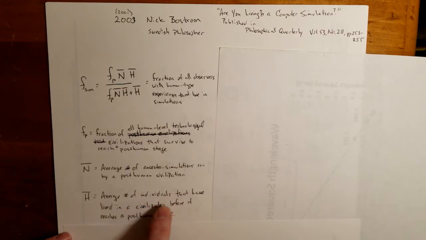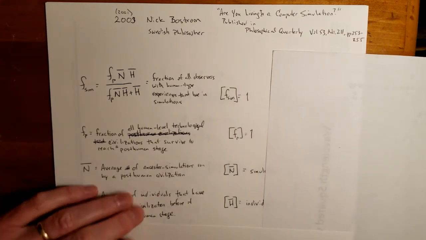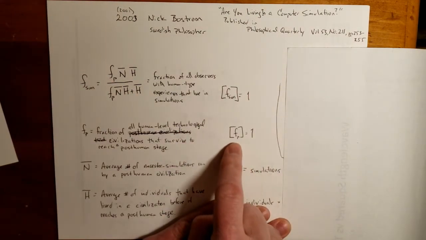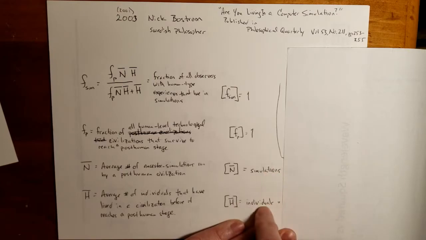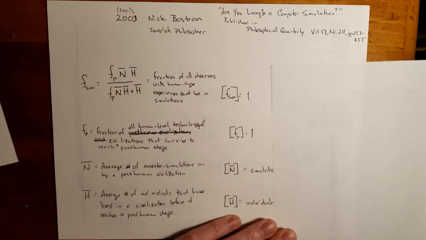So there are 5 individuals, so individuals is the unit. And I've written it over here that the units of F sub sim is 1, the units of F sub p is 1, the units of N bar are simulations, and H bar is individuals. And I just went ahead and shortened that. Instead of simulations, I wrote S. Instead of individuals, I wrote I.